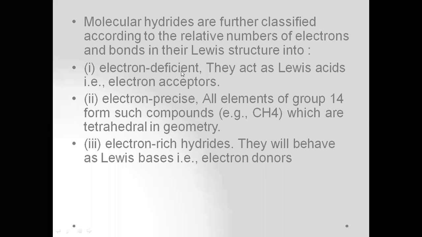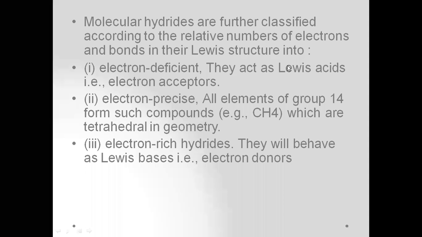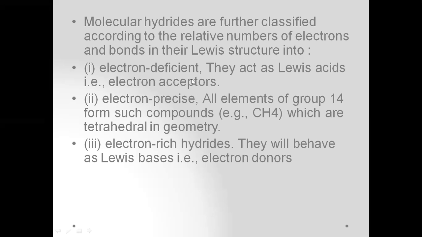First is electron deficient. Electron deficient means which have a deficiency of electrons. Even after forming a compound or hydride, they still have the deficiency. They have the capability to accept more electrons. They act as Lewis acids or electron acceptors. So those compounds which are electron deficient, even after combining with other elements can still accept electrons, are known as Lewis acids or electron acceptors.